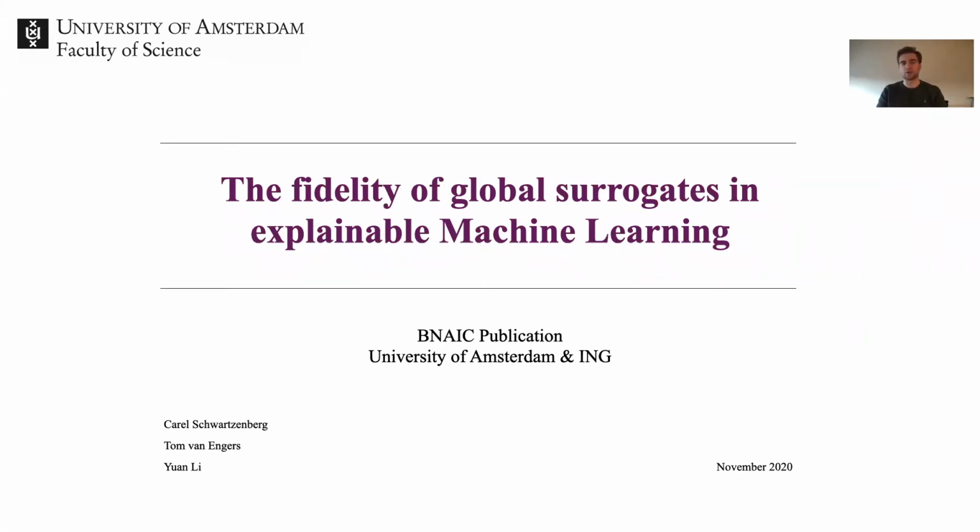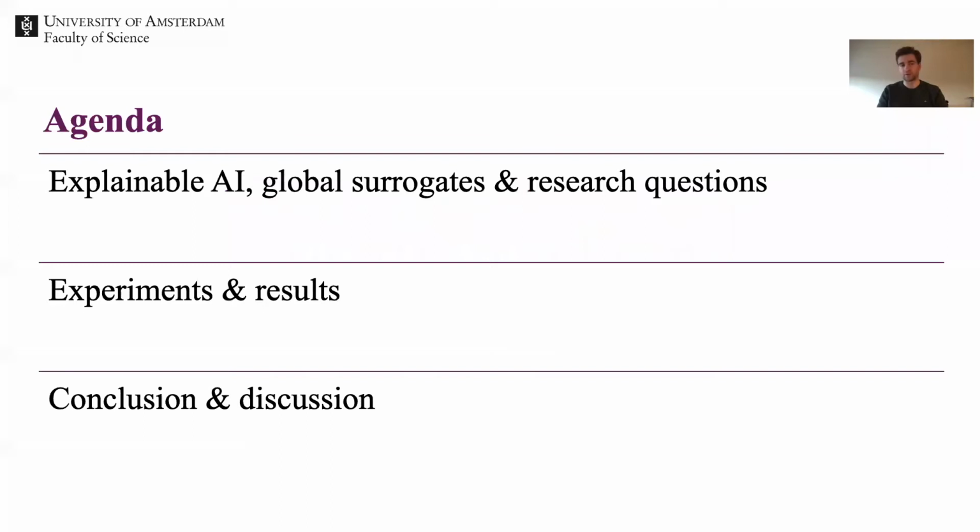Today, I want to talk about three things. First, I want to give a short introduction to explainable AI and global surrogates. Then I'll go over the experiments and results, and finally the conclusion and discussion. So first, an introduction to the research of my paper.